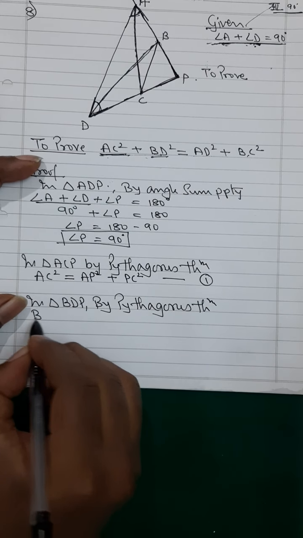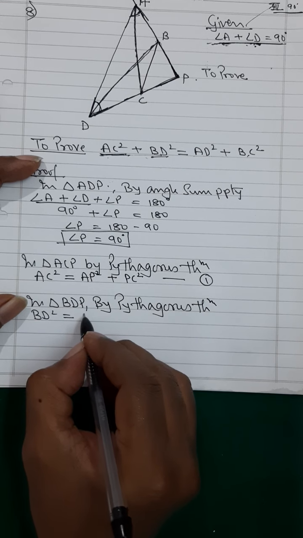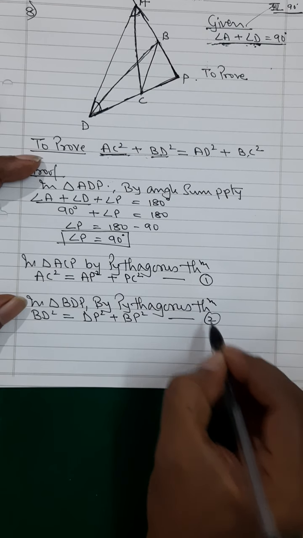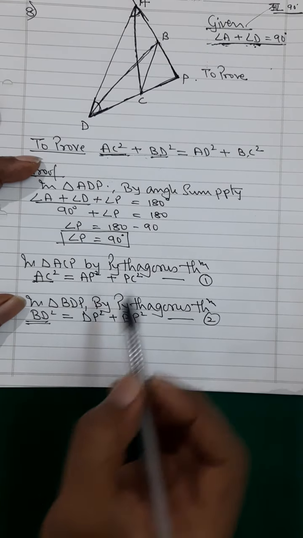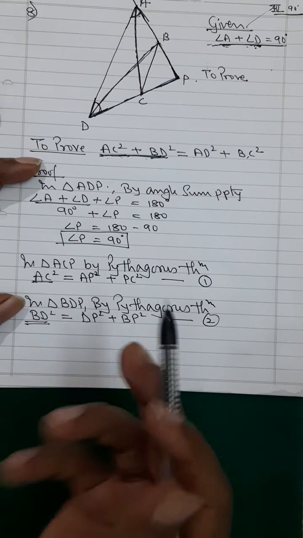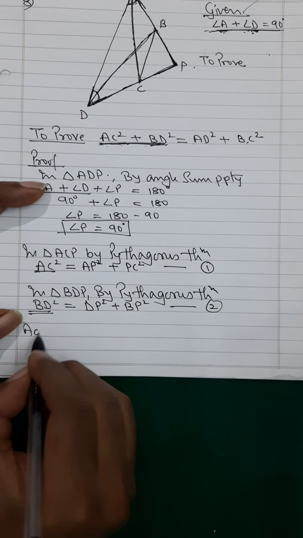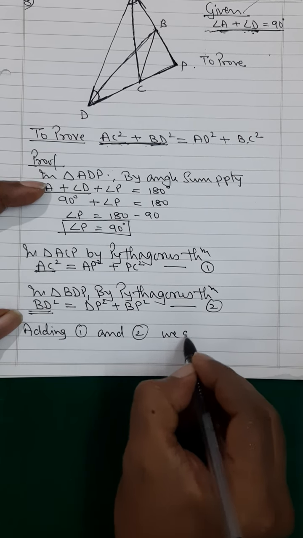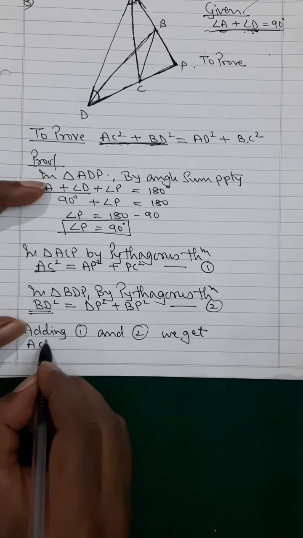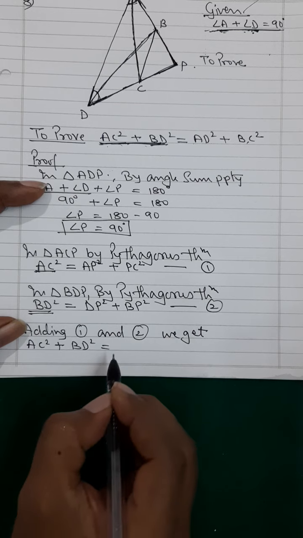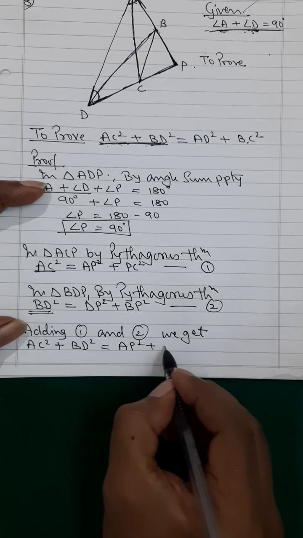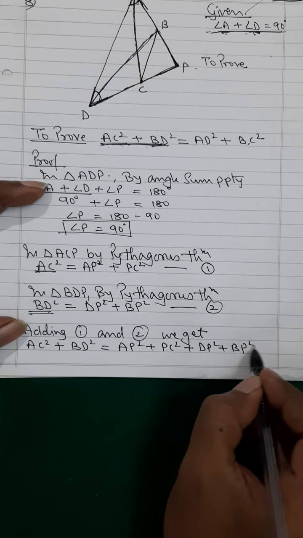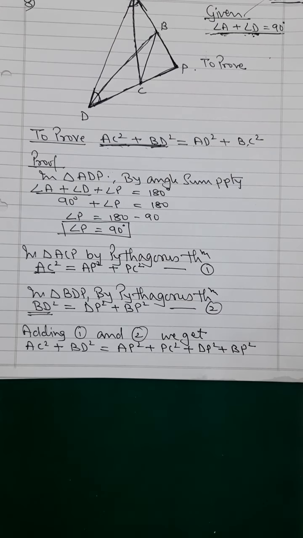What you will get is BD square is equal to DP square plus BP square. So you have now got an expression for AC square and for BD square. If you add AC square plus BD square, you will get the left hand side complete. So you will write, adding 1 and 2, so your left hand side is formed, one phase is over.